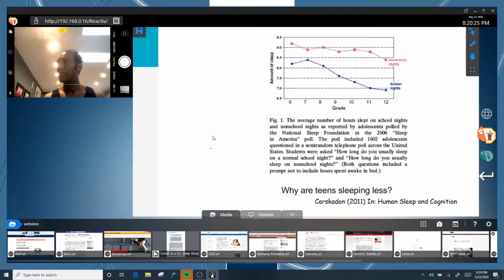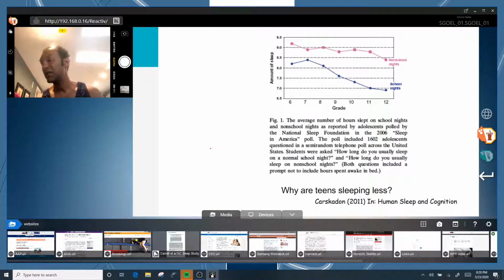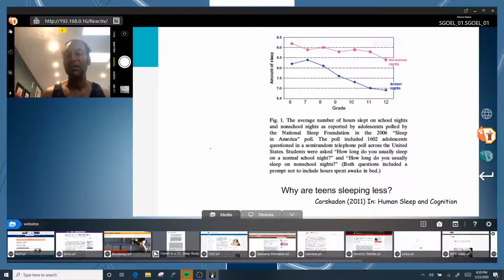Perfect. This is a graph that explains the amount of sleep that teenagers are getting, and you can see that on school nights they're sleeping about 2 hours less than on non-school nights. So it's telling us that kids are not sleeping as much on school nights, probably because they have to get up early.